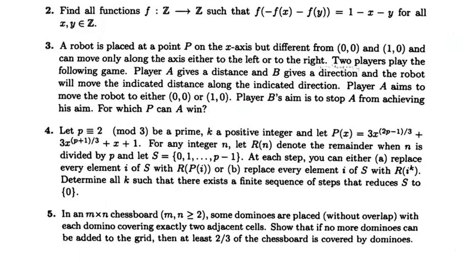And SMO round 2, 2019 open section problem number 2. Find all functions f from integers to integers such that f of negative f of x minus f of y equals 1 minus x minus y for all integers x, y.